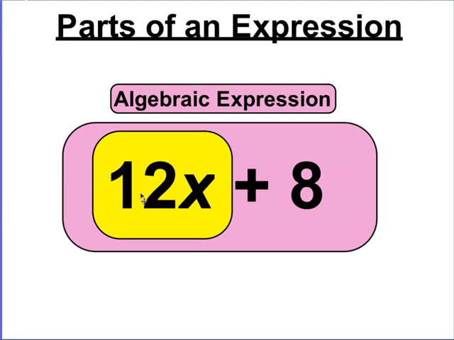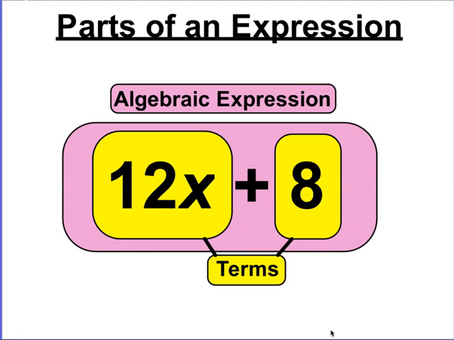The 12 times x here, the 12x, and one thing that you need to remember is that when you don't see a sign between a variable and a number that's in front of a variable, that means to multiply them together, so that would mean 12 times x. That yellow part right there, and this 8 part right here, so the two parts of the expression that are separated by the plus sign, are terms. So this algebraic expression has two terms. Again, terms are separated by plus or minus signs.